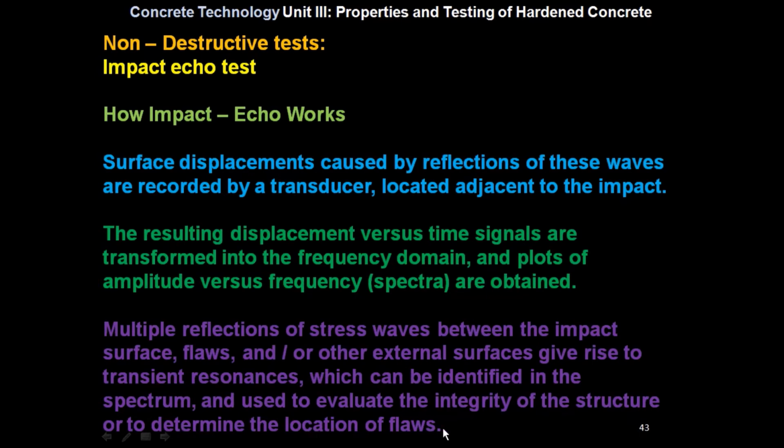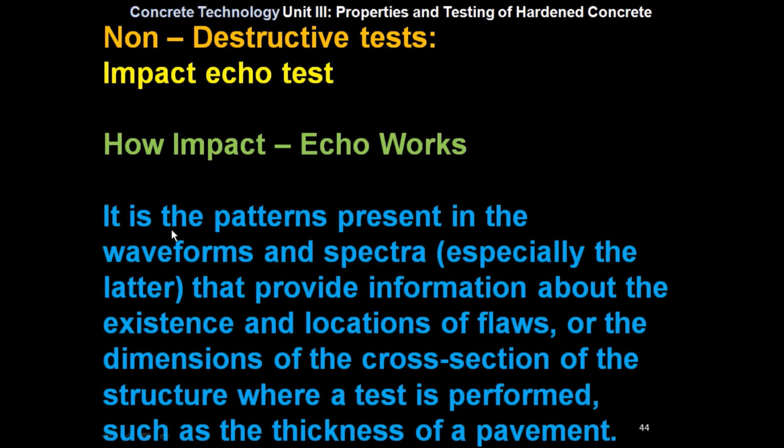location of flaws. It is the patterns present in the waveforms and spectra, especially the latter, that provide information about the existence and location of flaws or the dimensions of the cross-section of the structure where a test is performed, such as thickness of a pavement.